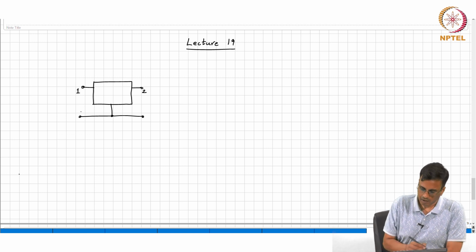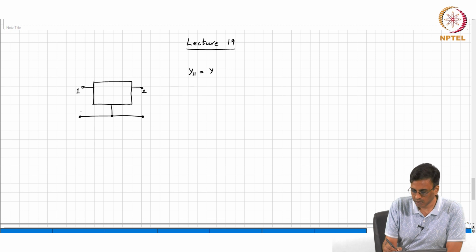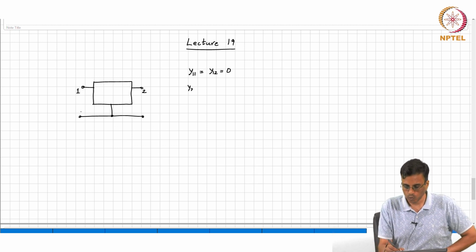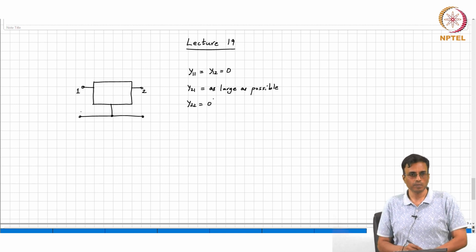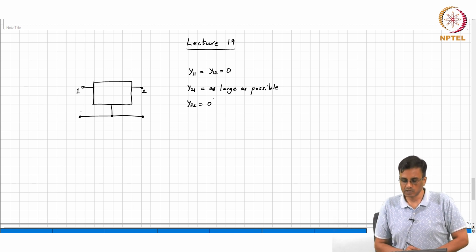And we basically said that if the device has to have gain, then it has to be nonlinear, and the incremental y11 and the incremental y12 must be 0, and incremental y21 must be as large as possible, and incremental y22 must be 0. Y12 must be 0 to avoid problems with stability.